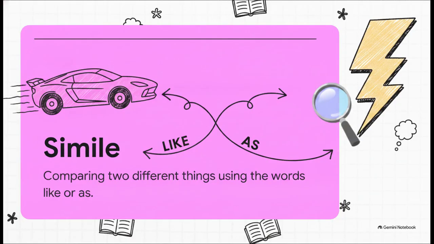So a simile is basically a figure of speech where we compare two entirely different things by using the words like or as. And I really want to emphasize that part. They absolutely have to be two different things. You aren't just comparing two cars to each other. Instead, you're comparing something like a fast car to a lightning bolt. It's that completely unexpected connection bridged by those two little words that really makes the magic happen.